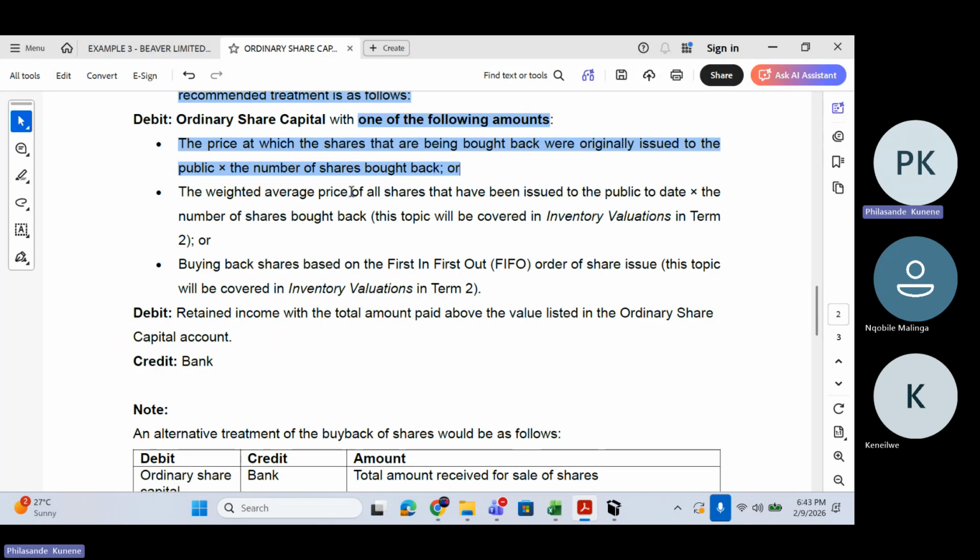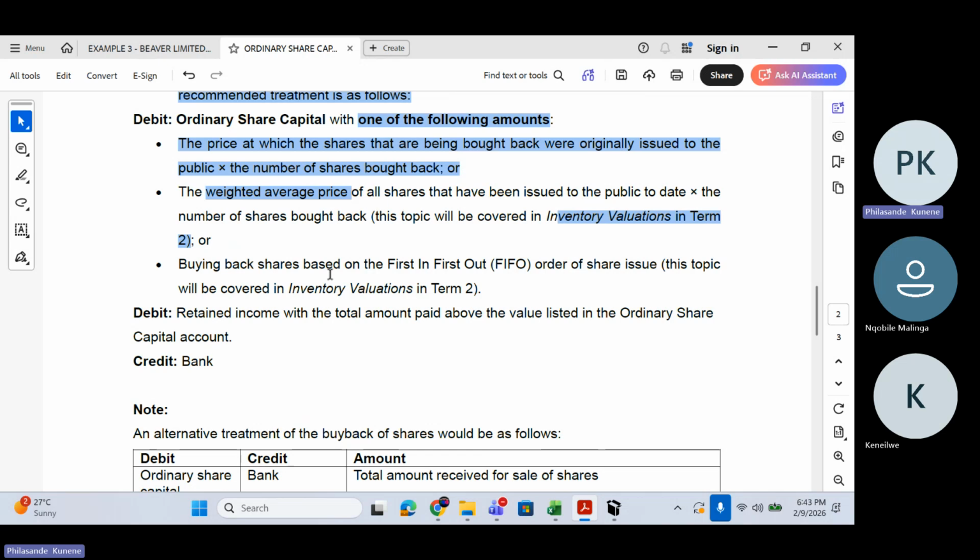Or the weighted average price. We're going to work with the weighted average price because sometimes we cannot keep track of how much we issued the shares to the public at. When they're setting the exams, they don't really tell you how much we issued the shares that we're buying back at. So we are going to calculate the weighted average price of all shares that have been issued to the public to date times the number of shares bought back. This topic will be covered in inventory valuation in term 2. We're going to talk about inventory valuation, weighted average price. We're going to do that more there, but we have to do it here also.